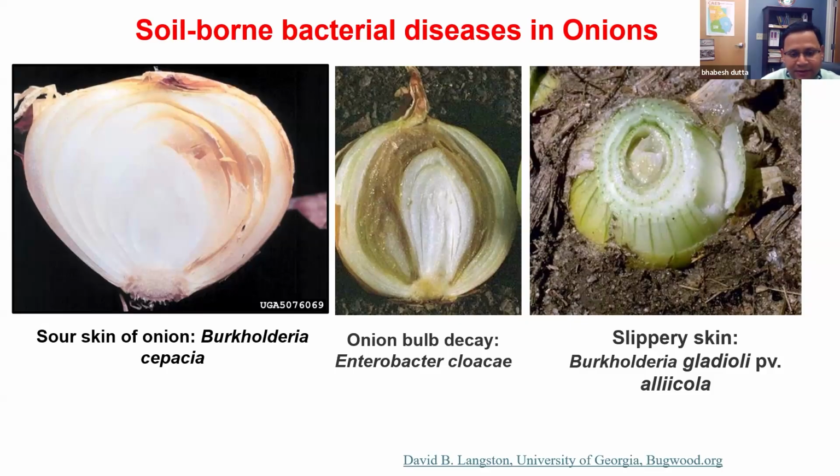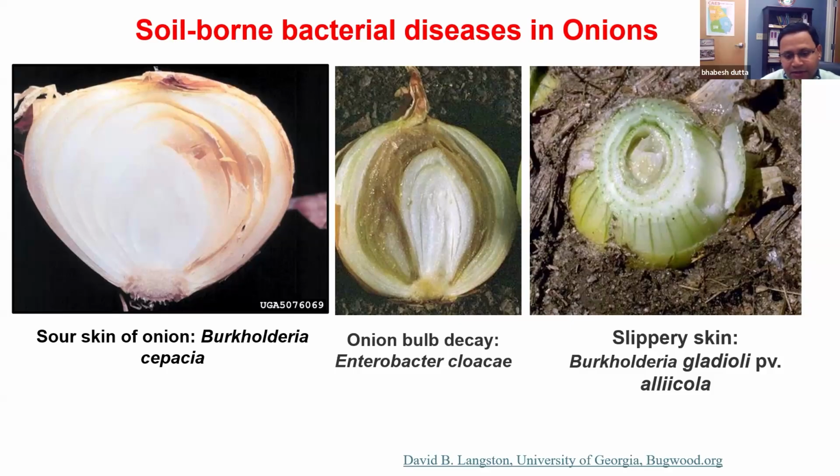Another bacterial disease which we see here in southern United States, particularly in Texas and Georgia, is onion bulb decay or onion slippery skin. Onion bulb decay, as the name suggests, can cause complete decay of onion bulbs. The onion may appear healthy from outside, but as soon as you cut open on your kitchen table, you will see the onion rot inside. This particular disease is caused by Enterobacter cloacae, another soil-borne bacterial pathogen.